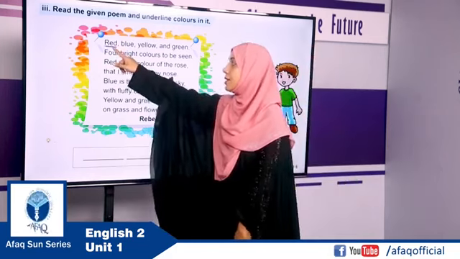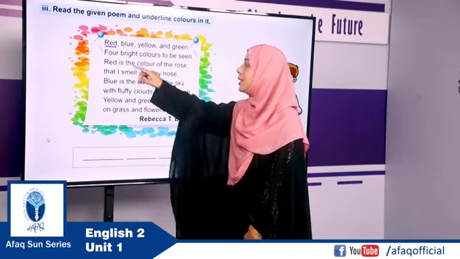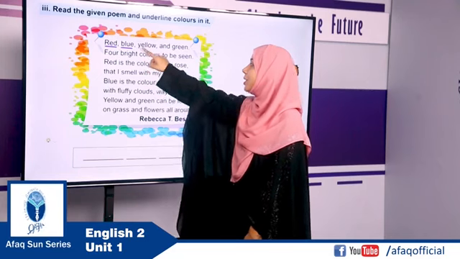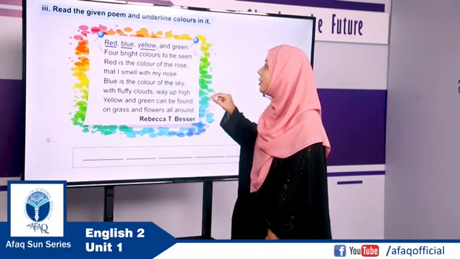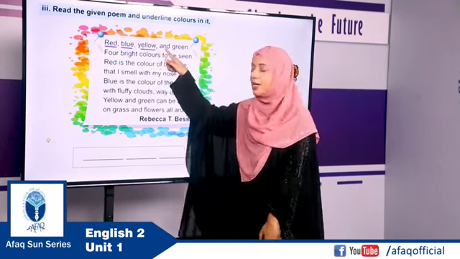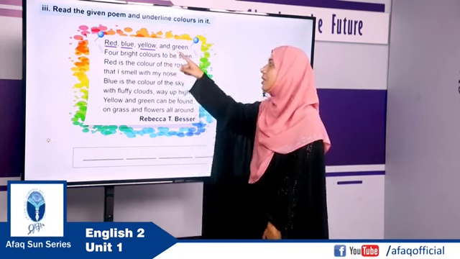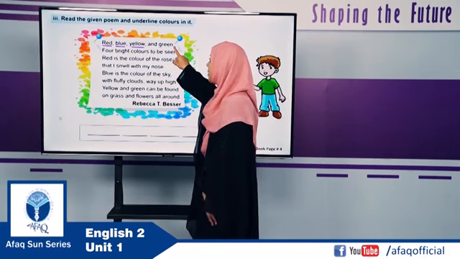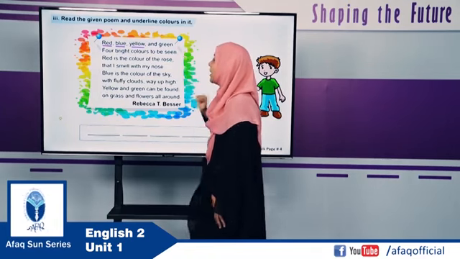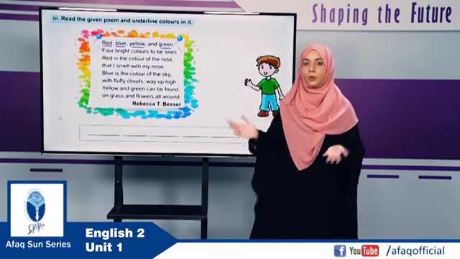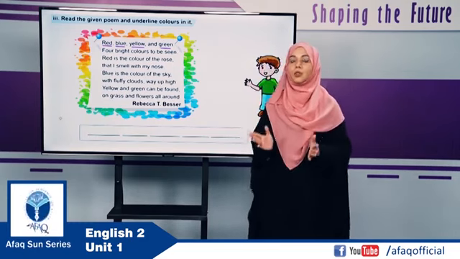Red, yes, this is the name of a color, so we will underline this. Blue, this is also a color. Yellow, yes, yellow is also a color. Can I underline and as well? No, this is not a color, but green is. So we will underline green as well. So in this way, you have to read all the lines in this poem and underline the names of colors.